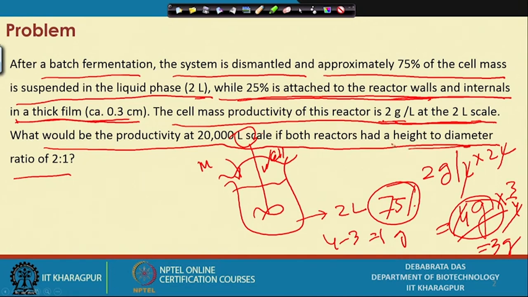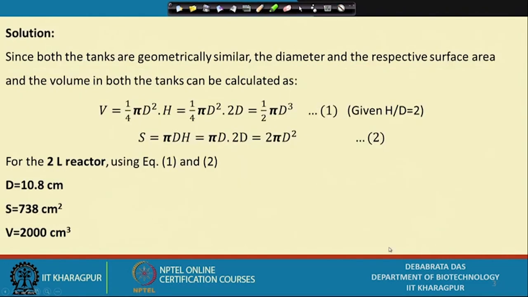And the height to diameter ratio is given here, okay, 2:1. Now you see how we can solve this problem. The volume of the reactor, how can we write it? This is pi r square h, am I right? This is the cylindrical fermenter.